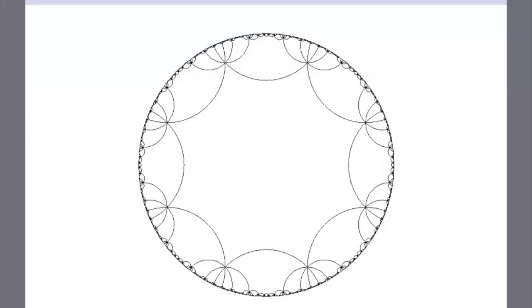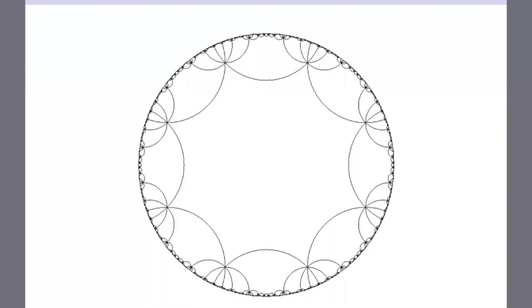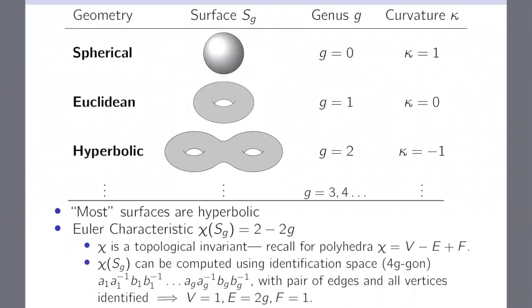Again, the genus 2 surface, which has the octagon with certain edge labels there, can be modeled by the hyperbolic plane. It's really interesting. Now, this leads us to the classification of surfaces. These are two-dimensional manifolds. I'm only looking at closed, connected, orientable ones.